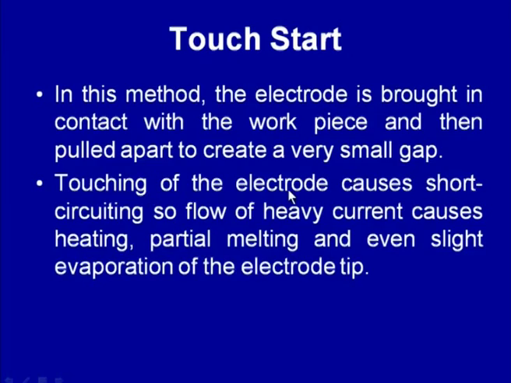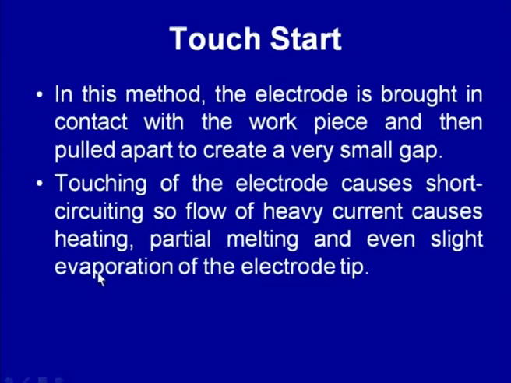Just as soon as the electrode touches the workpiece, the flow of current starts from the electrode tip towards the workpiece, and short circuiting takes place. Under short circuiting conditions, a heavy current flows, which results in excessive heating of the electrode tip and the base material surface. This excessive heating results in partial melting first, and even slight evaporation of the electrode tip material takes place.